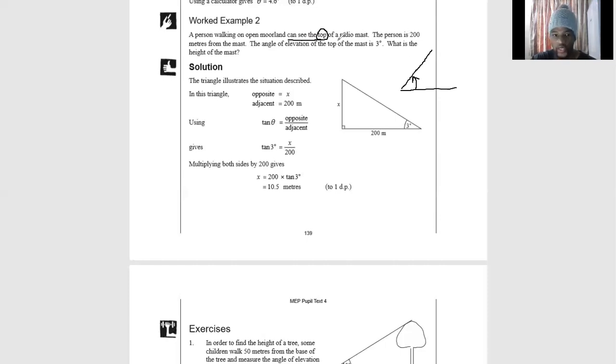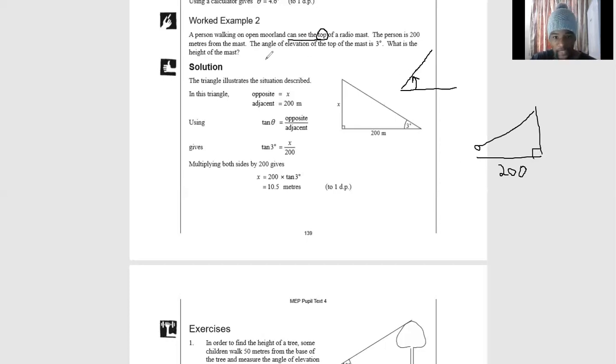The person is 200 meters from the mast. So let's say the mast is here. The person is here. From where the person is to the mast, it's 200 meters, right? It's 200 meters. And then he sees something at the top. So this already is a triangle. And then that's your 90 degrees there, right?